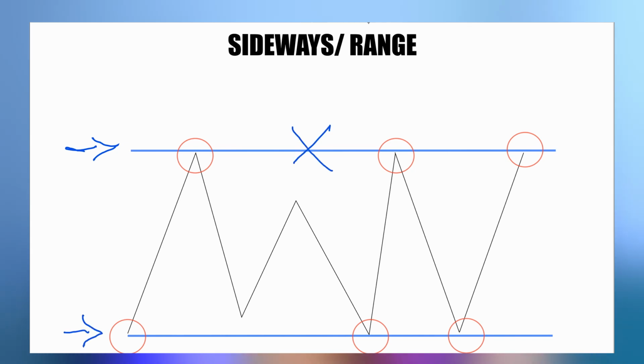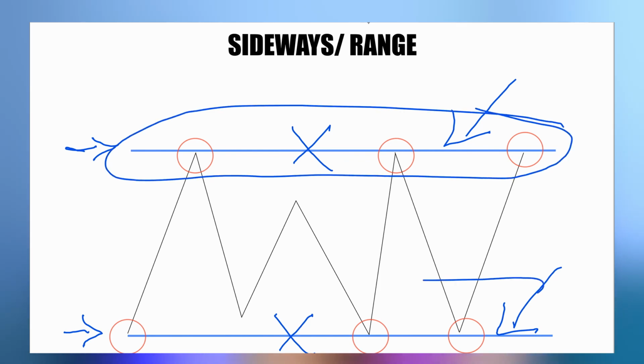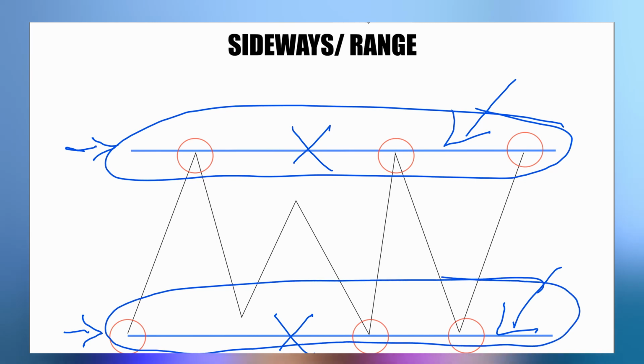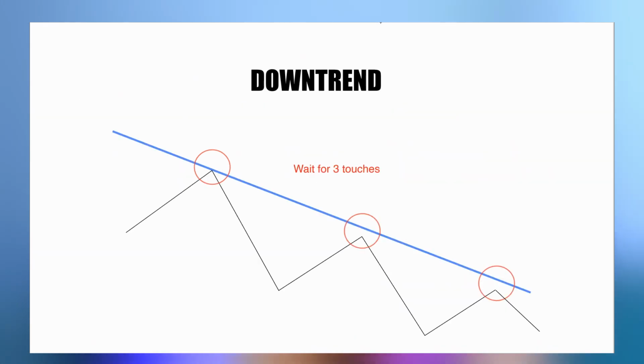These lines are not on the chart. So remember that. This is our job. Drawing these lines here is our job. We need to identify these key areas in the market in order to determine a sideways market. Same with the downtrend. This line here is not on the chart.